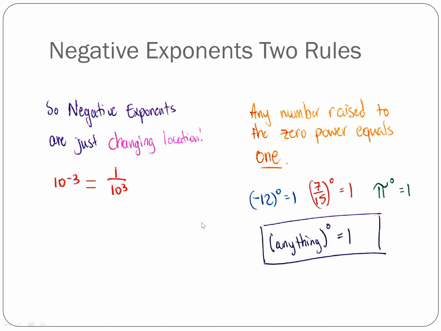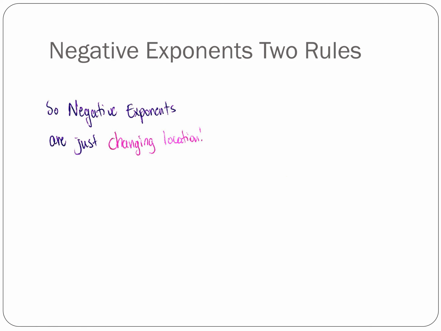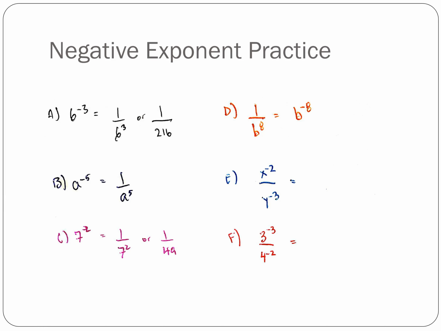Now, remember that negative exponents are just changing location. They just change the location. So if I'm really looking at it, for E, the x will go into the denominator, the y will go into the numerator. Kapow. They just trade places. They're changing location from numerator to denominator and denominator to numerator. And that makes F really simple. We just flip it, and then the negative exponents will go away. And 4 squared is 16, and 3 cubed is 27. Check your work there, people. Make sure that you understand that, remember, negative exponents is just changing a location.